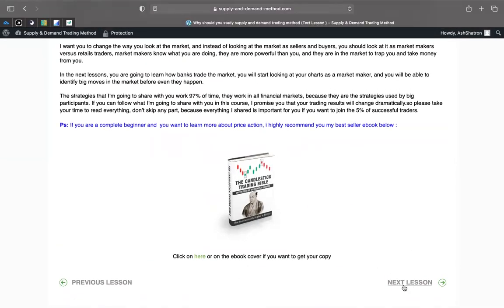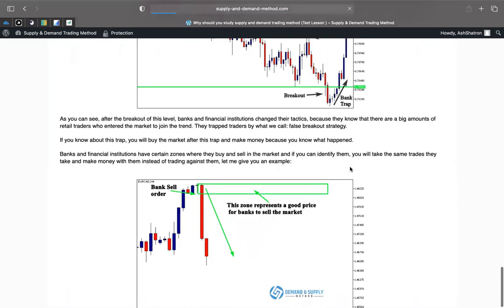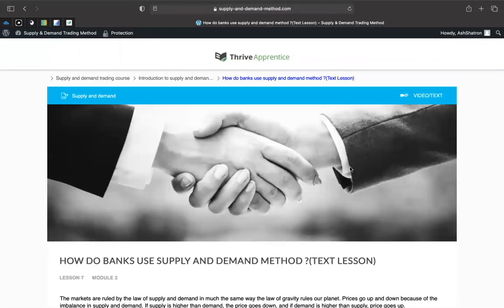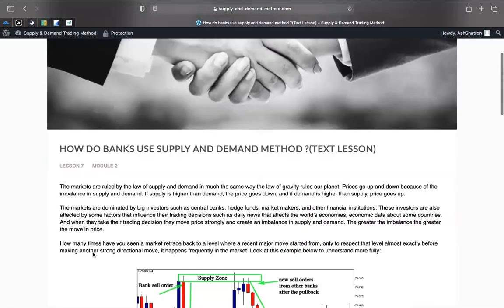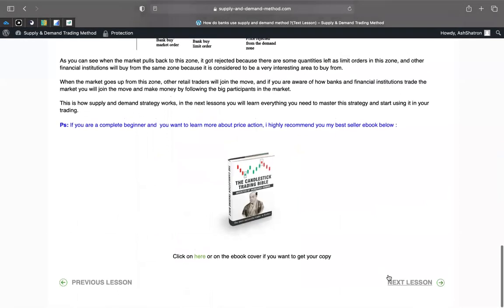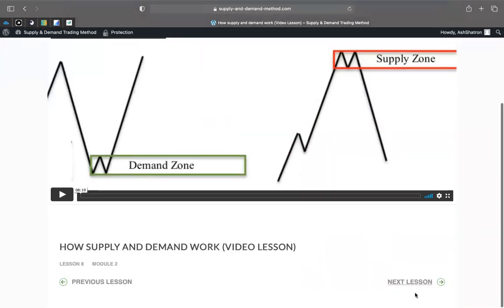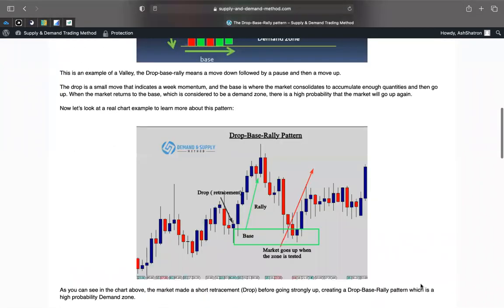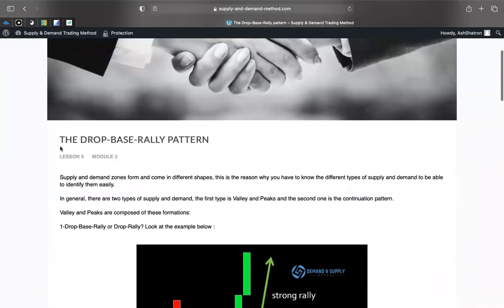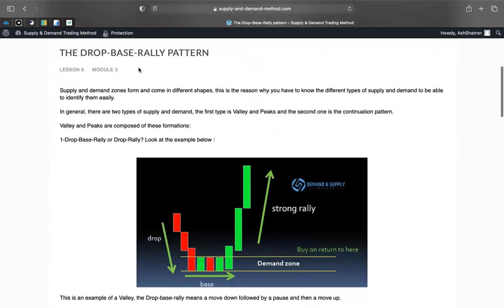Okay, so we have types of demand and supply. We actually have 4 types, so 2 for each. For a demand type, we have a rally-based rally and a drop-based rally. And for a supply type, we have a rally-based drop and a drop-based drop. Now, what do I mean by this? This is what I mean. A drop-based rally is one of the types, and this is a demand type.